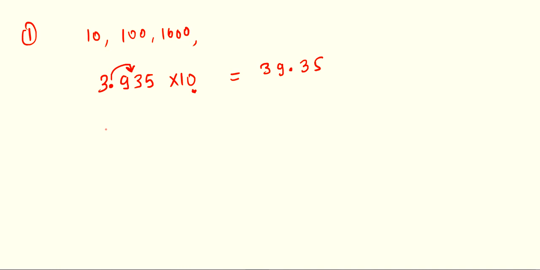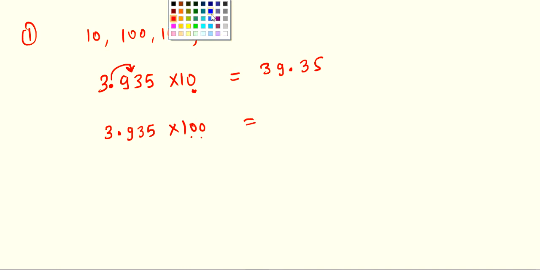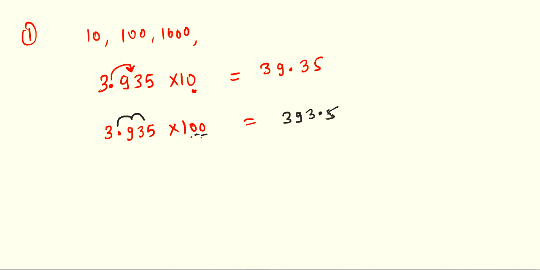Clear? Same example, 3.935. Now I am multiplying this by 100. Now two zeros I am having here. So that means two steps to the right. So 1, 2. So it will be like 393.5.